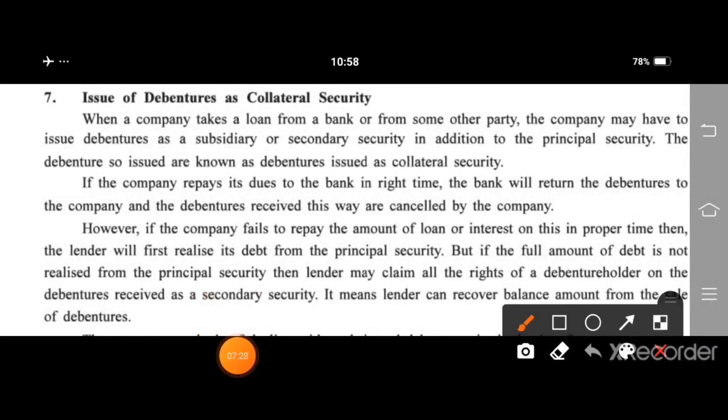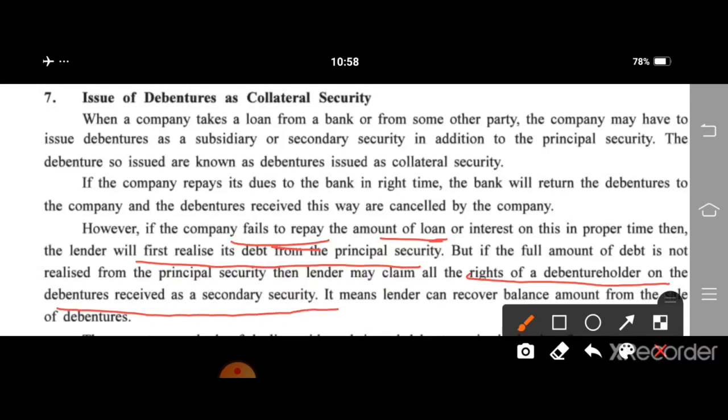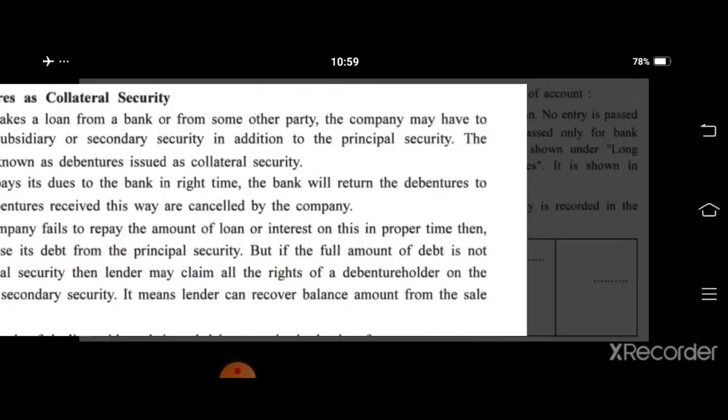However, if the company fails to repay the amount of loan and interest at the proper time, then the lender will first realize its debts from the principal security. But if the full amount of debt is not realized from the principal security, then the lender may claim all the rights of a debenture holder on the debentures issued as a secondary security. It means the lender can recover the balance amount from the sale of debentures.